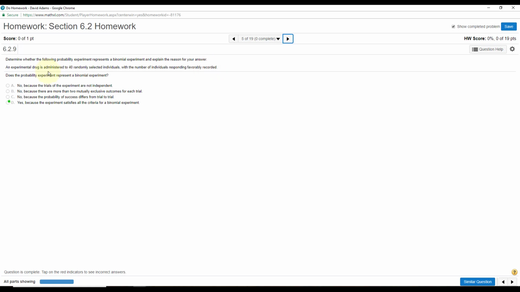Okay, fixed number of trials. This is the 40. All the trials are independent. That's because they're randomly selecting these people out of the population. Okay. And the probability of success is fixed. It doesn't say that, but it's implicit.